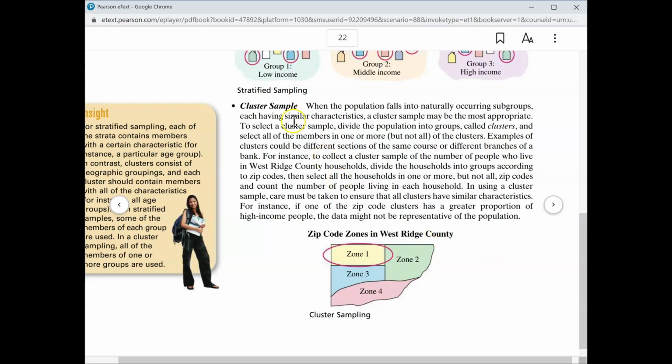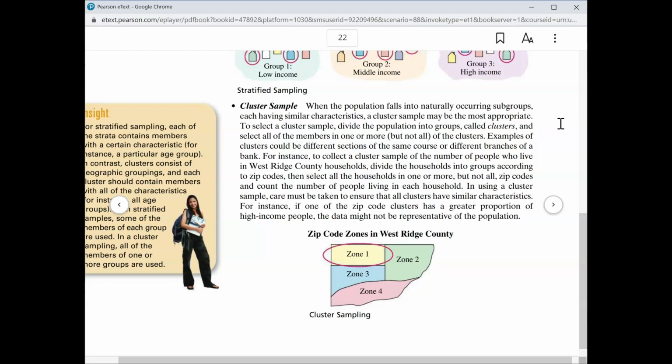All right, here's another technique, a cluster sample. When the population falls into naturally occurring subgroups, each having similar characteristics, a cluster sample may be the most appropriate. To select a cluster sample, divide the population into groups called clusters and select all the members in one or more, but not all, of the clusters. Examples of clusters could be different sections of the same course or different branches of a bank.